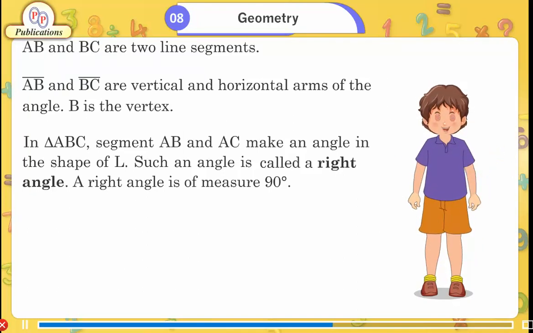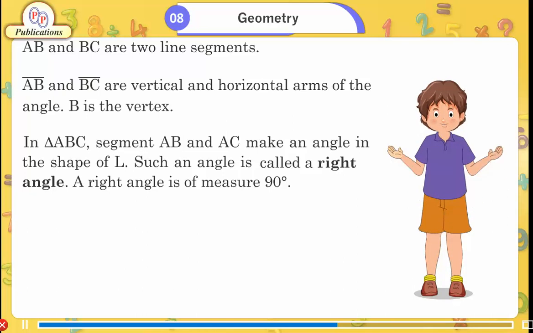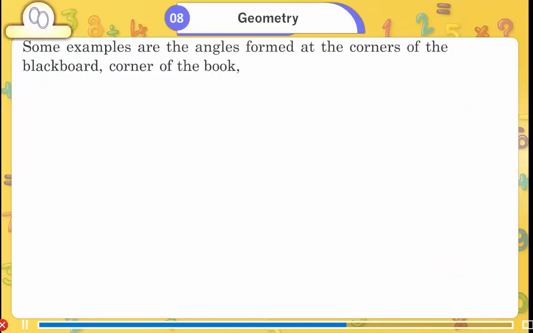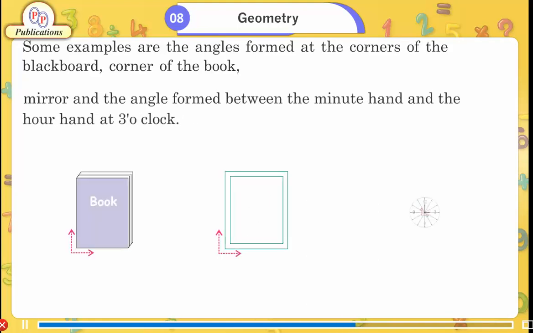Such an angle is called a right angle. A right angle is of measure 90 degrees. Some examples are the angles formed at the corners of the blackboard, corner of the book, mirror, and the angle formed between the minute hand and the hour hand at 3 o'clock.